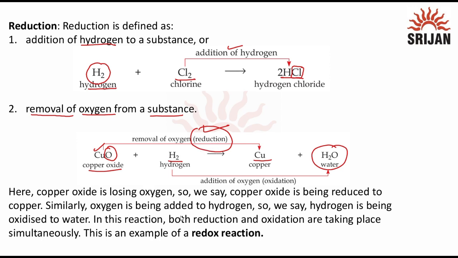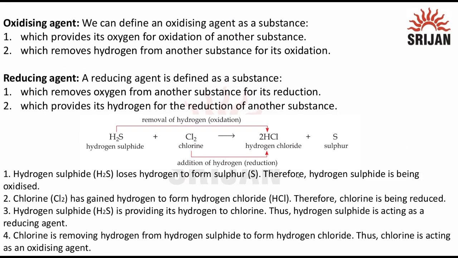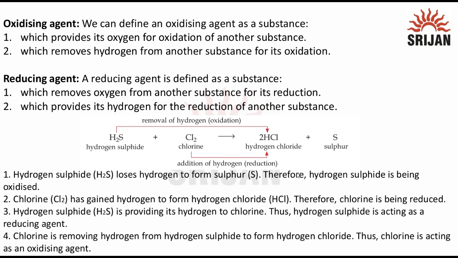So oxygen is being added to hydrogen. So we can say that hydrogen is being oxidized to water here. Now in this reaction we see reduction and oxidation are taking place simultaneously. That's why these types of reactions are known as redox reactions, where reduction as well as oxidation of substances take place simultaneously. Moving ahead, we will discuss what are oxidizing agents and what are reducing agents.